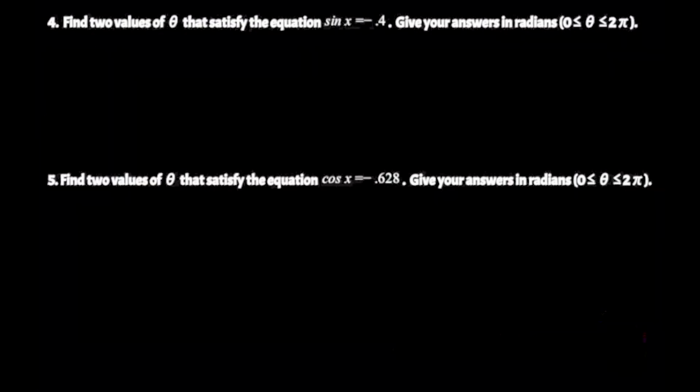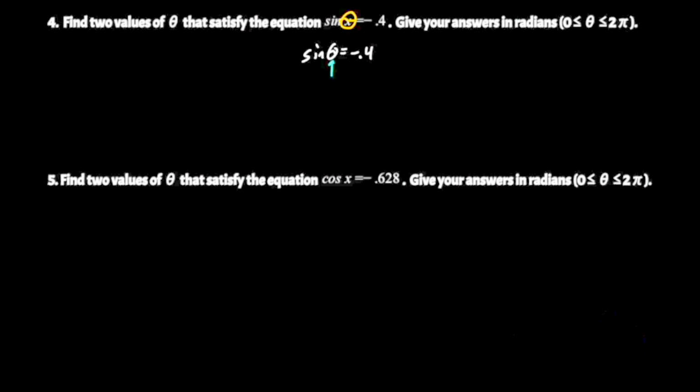Because when we move on to these questions, 4 and 5 say find two values of theta that satisfy the equation, and then I'm pretty sure this is just supposed to be a theta in here, so sine of theta equals negative 0.4. Give your answer in radians between 0 and 2 pi. So make sure your calculator is back in radian mode. And we're going to solve this equation. So sine of theta equals negative 0.4.